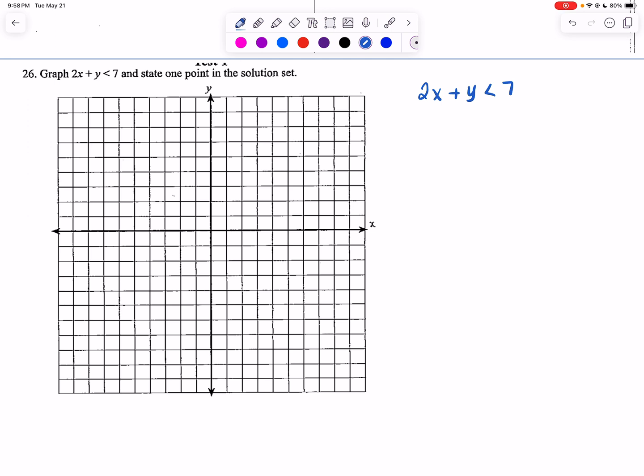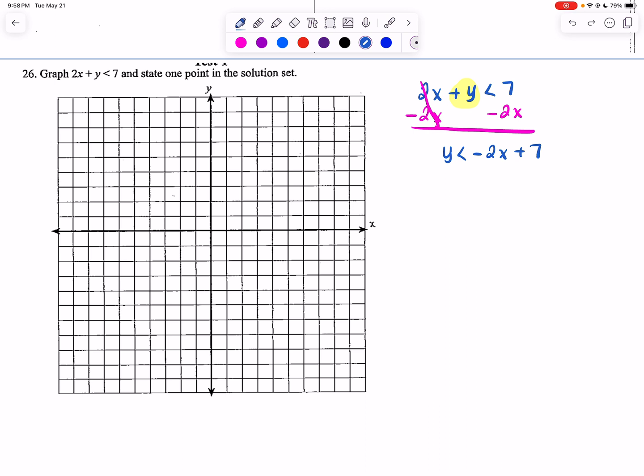You can't graph this by looking at it. You have to get the y by itself. So what I'm going to do is highlight that y term and ask myself, how can I get my 2x by itself? My 2x is positive, so I'm going to subtract 2x from both sides of my inequality. And now this cancels, and I get y less than negative 2x plus 7. Now, you might be wondering why I didn't flip the inequality. You only flip the inequality if you're dividing by a negative. Since I didn't divide by a negative, I do not flip.